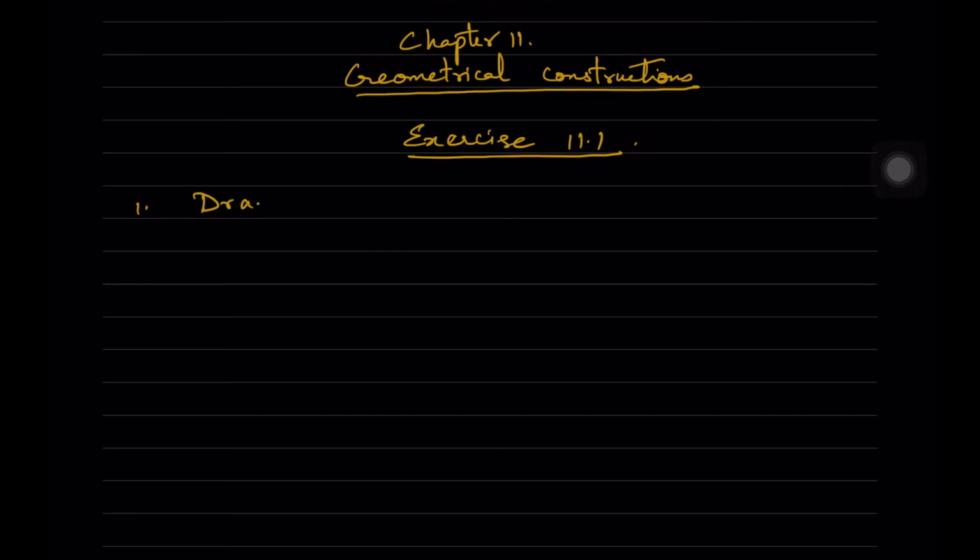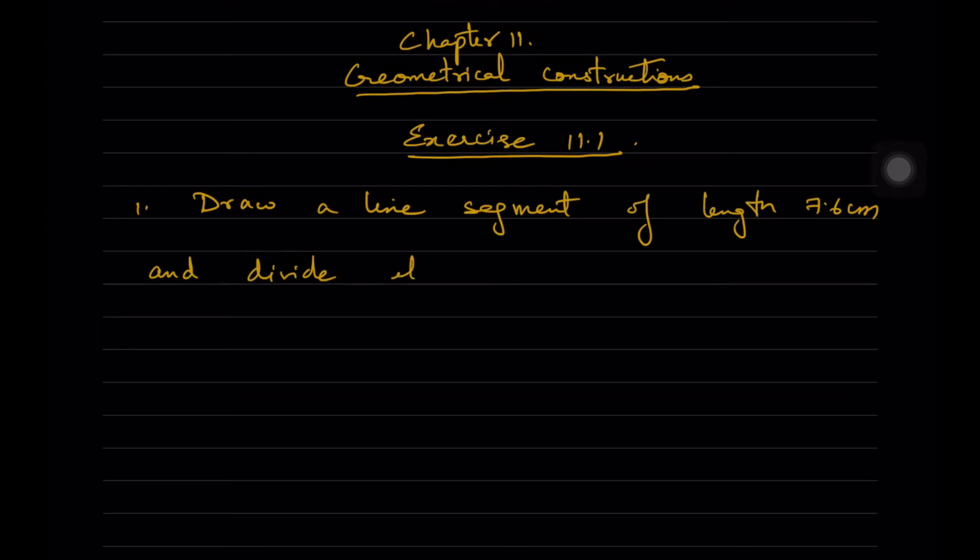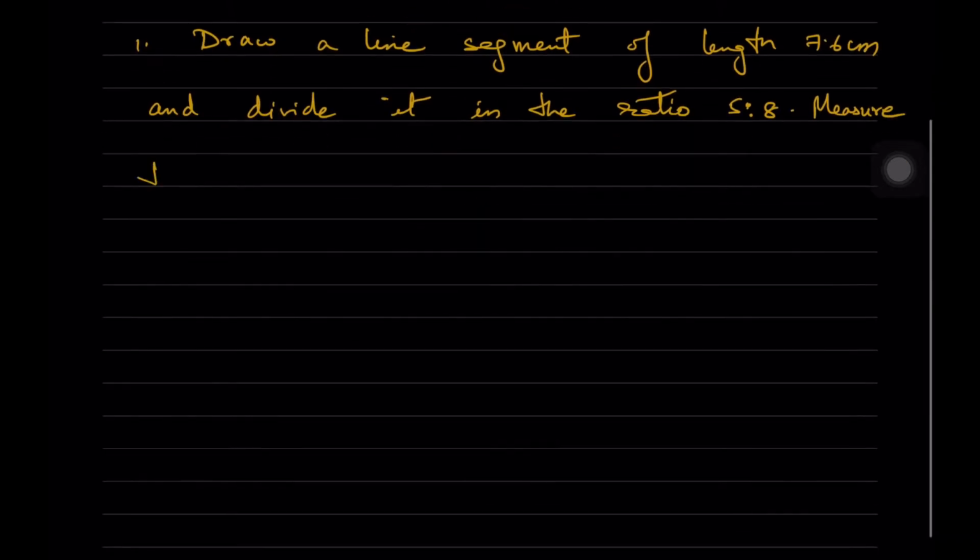Draw a line segment of length 7.6 centimeters and divide it in the ratio 5:8. Measure the two parts, that is, find the length of those two parts. Now what is the solution? We'll see.